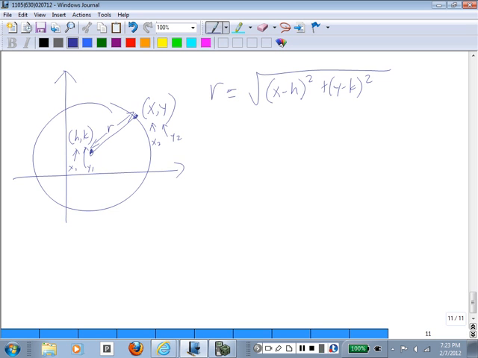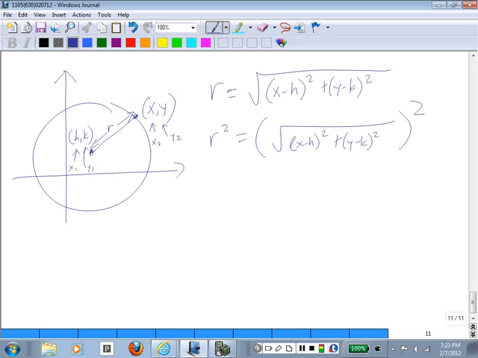Now, we'd rather not have a radical. We could actually use this as the standard form, but it's awkward to have a radical, so we square both sides to get rid of the radical. And then we'll have r squared equals what we get when we take x minus h quantity squared plus y minus k quantity squared and square it.